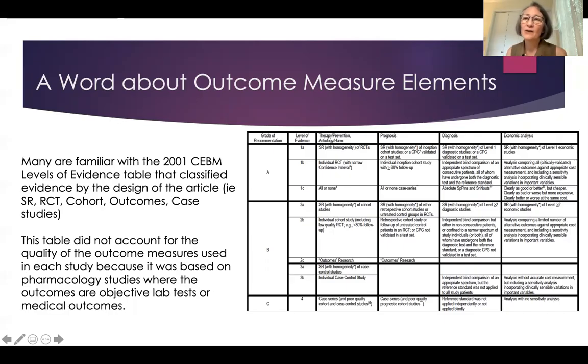The table doesn't account for the quality of the outcome measures that might have been used in those studies. So while you might have an RCT, it's a rigorous design, but if they used outcome measures that didn't have reliability and validity established on them, then you would need to drop the level down, because the quality of the outcome measures themselves, the quality of the data collected, you should have less confidence in that if validity and reliability haven't been established.